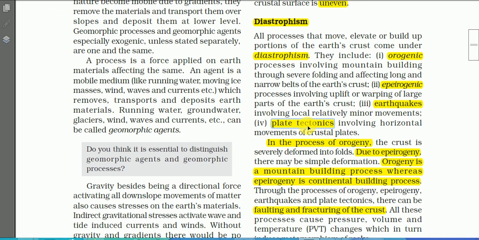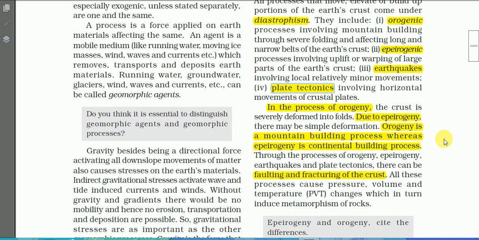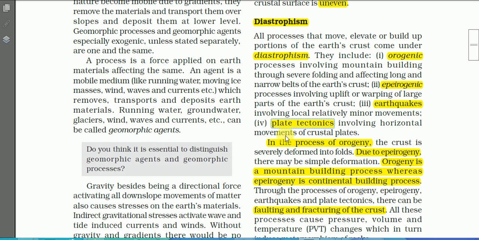The last one: plate tectonics involves horizontal movement of the crustal plates. Remember, the crust of the earth is composed of 7 major plates and some minor plates, and these plates are moving in different directions because of the convective flow inside the mantle. Because of this movement of the plates, mountains, including the Himalayas, have been formed, and some other major landforms, rift valleys, have been formed. This term plate tectonics comes under diastrophism, a type of diastrophism.